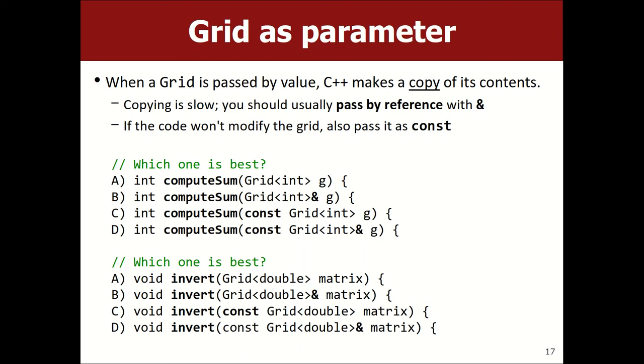The ampersand indicates a reference parameter. So if I pass it by reference, it means we're going to share the grid from main to this function rather than making a copy of it. We don't want to make a copy because it could be big and bulky, and we want to share the reference to the grid.